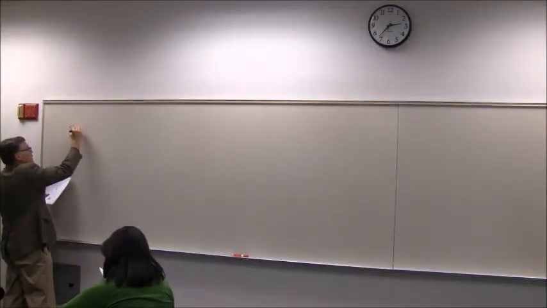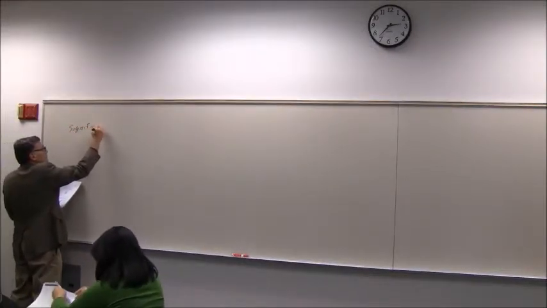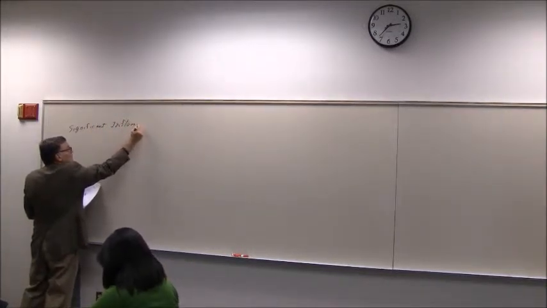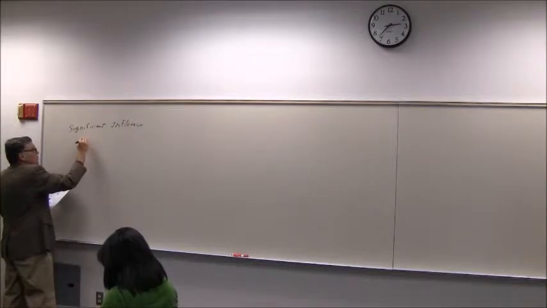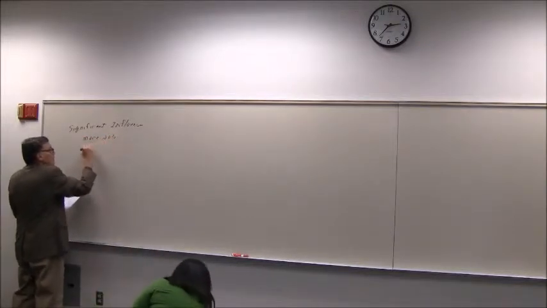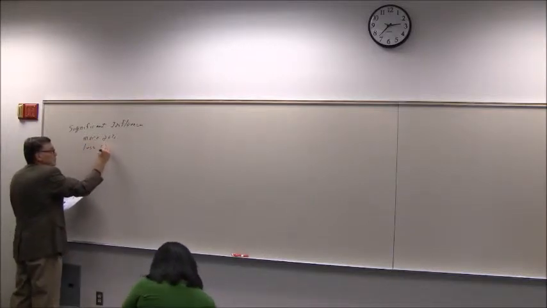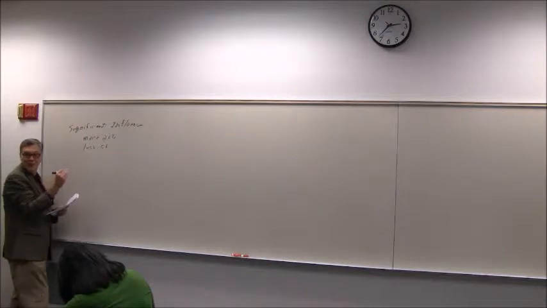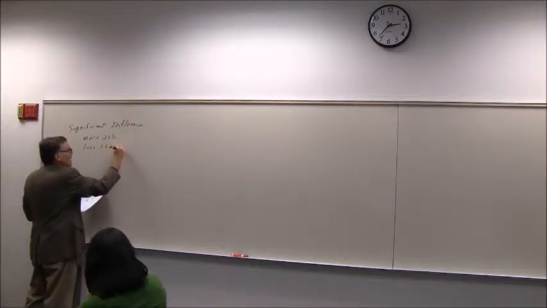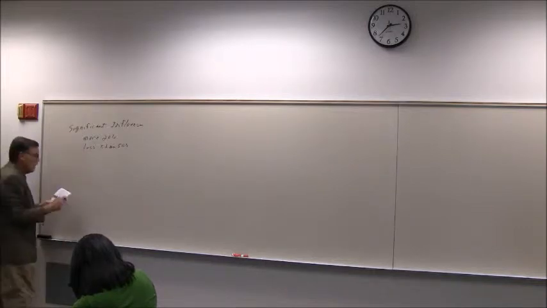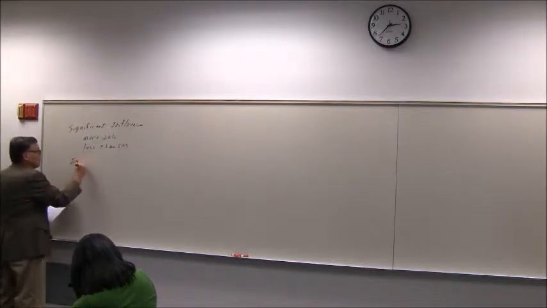So this is significant influence. And so what we're talking about is more than 20% of the company, but less than 50%. So that's significant influence, right? And so it's the equity method.